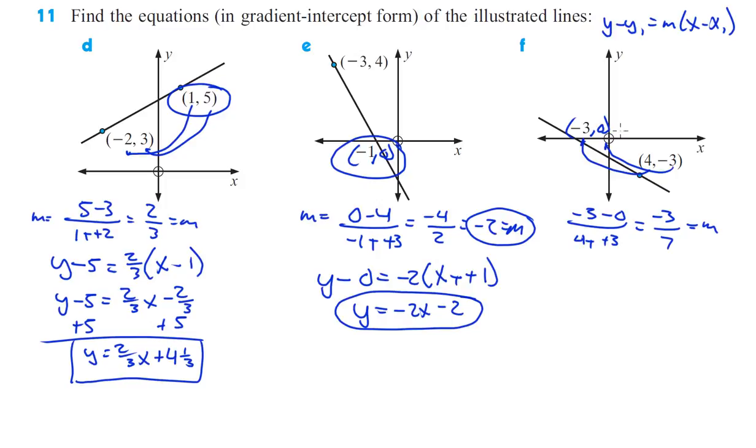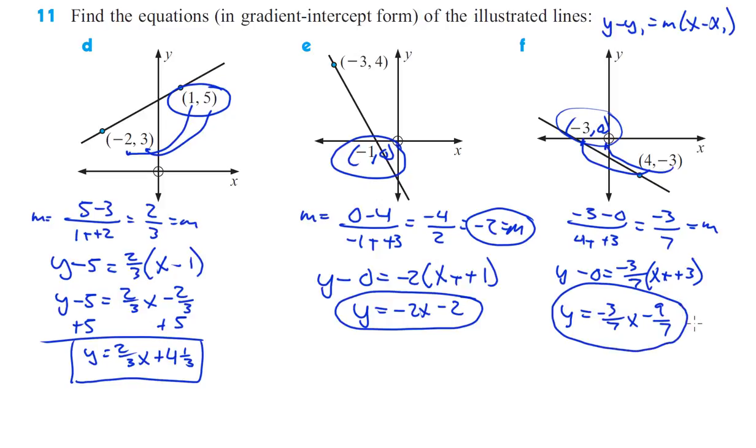And now let's use one of those 2 points. Again, I'm going to choose the one that's got the 0 in it. So I'm going to do y minus 0 equals -3 sevenths times x minus -3. So that turns into x plus 3. So we end up getting y equals -3 sevenths x, and then -3 sevenths times positive 3 is -9 sevenths. You can just leave it like that, or you can turn it into a mixed number if you want. Okay? All right, that's all there is for 7F.